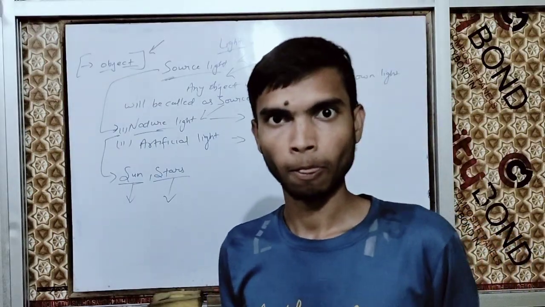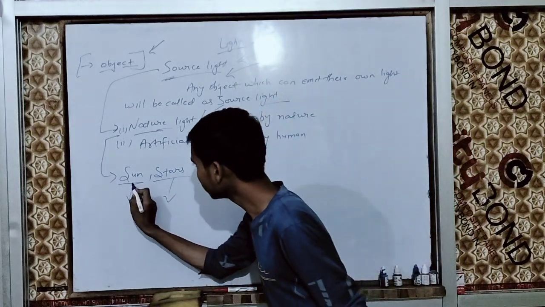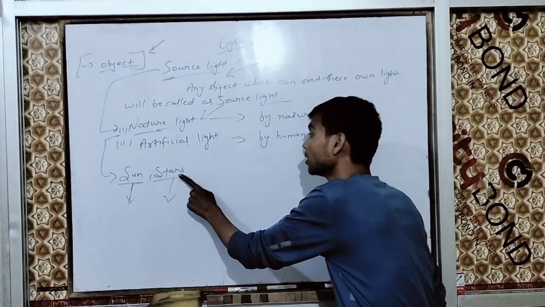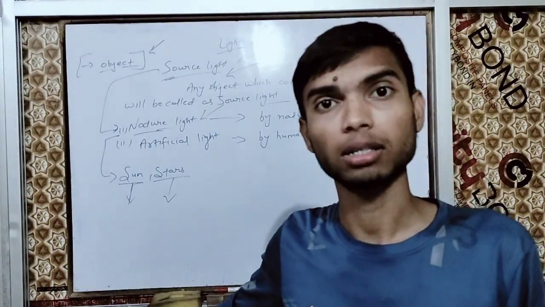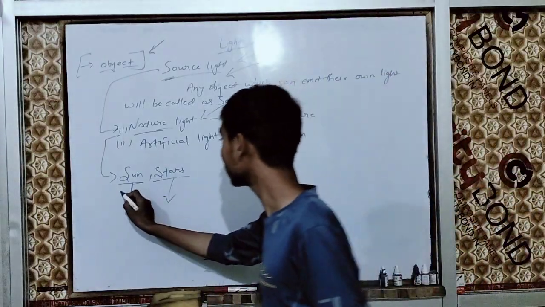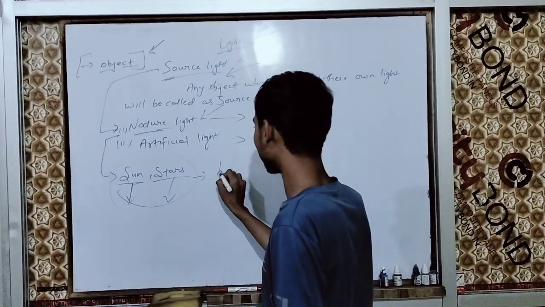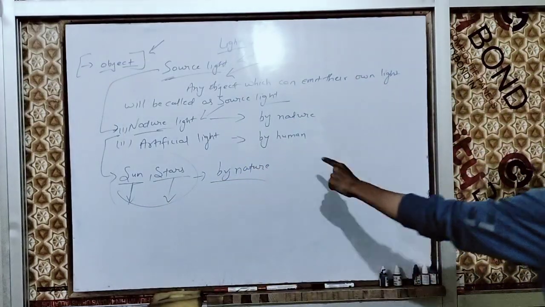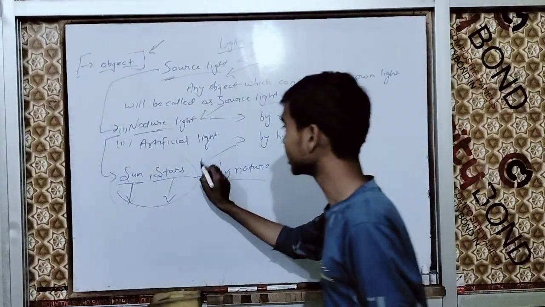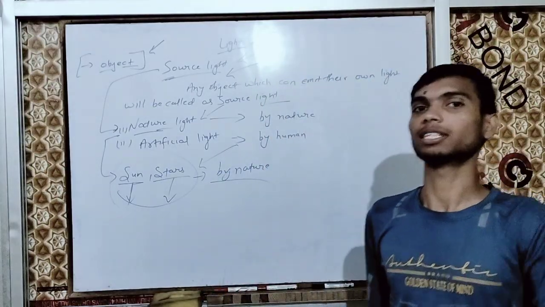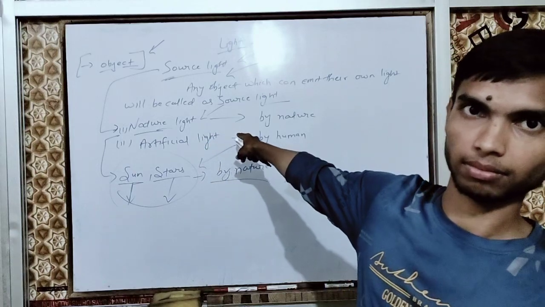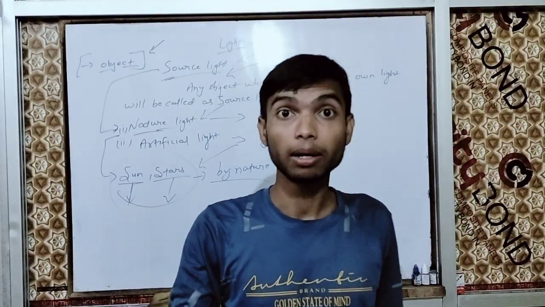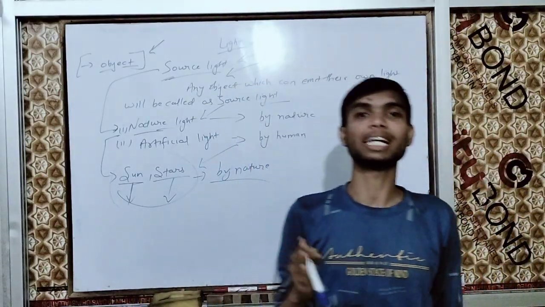Now my question is, did we make this sun? Did women make stars? No. The answer would be no. This was made by nature. Are you understanding? These source lights are made by nature. That's why these types of source light will be considered as natural light. Clear? Remember, any source light which is made by nature will come in the category of natural light.